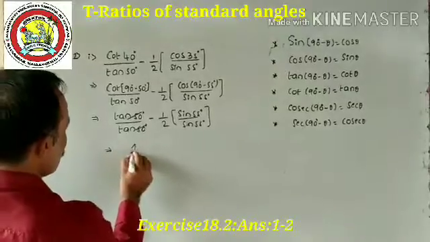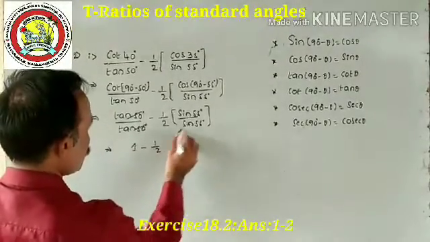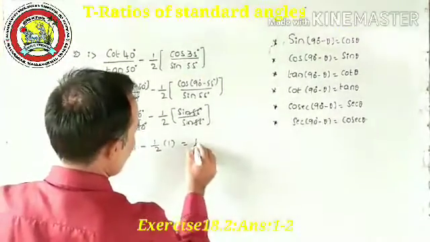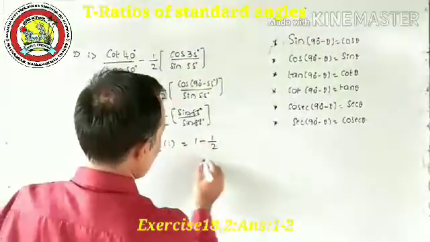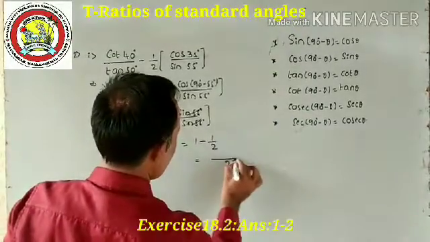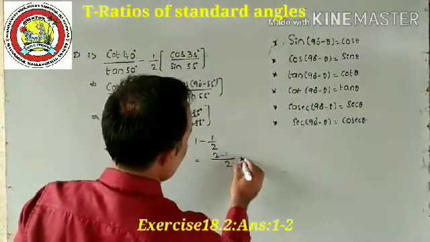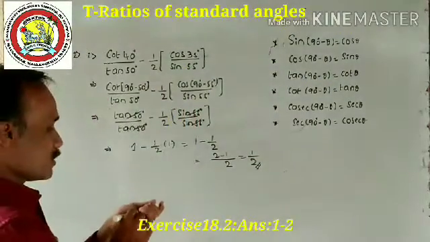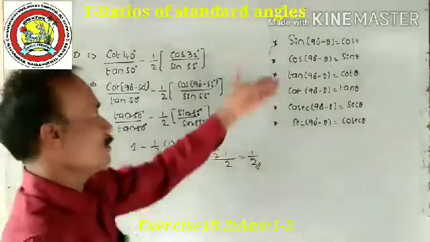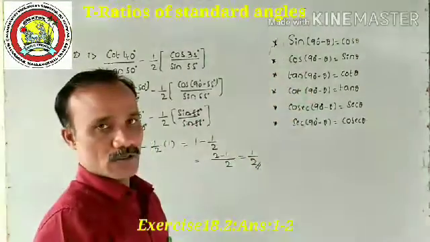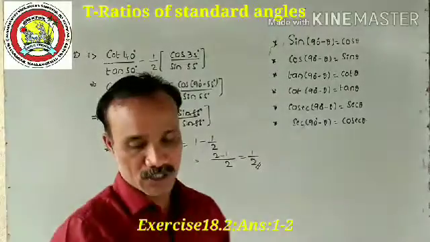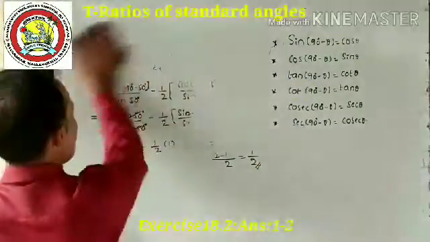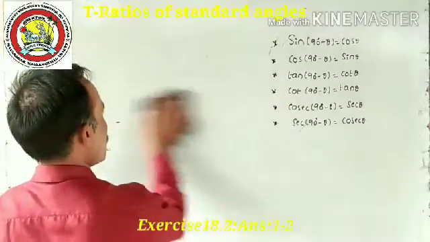1 minus 1 by 2, here also it cancels, that is 1. So this is equal to 1 minus 1 by 2. Take the LCM, 2 is the LCM, so 2 minus 1. The final answer is 1 divided by 2. That's very simple. So the main thing is trigonometric ratios of complementary angles. Okay, now let's see the second main question, second question.